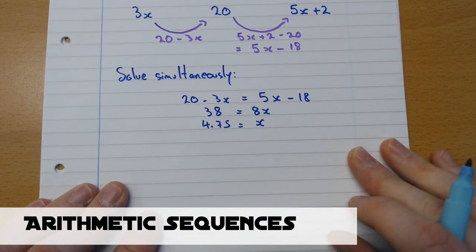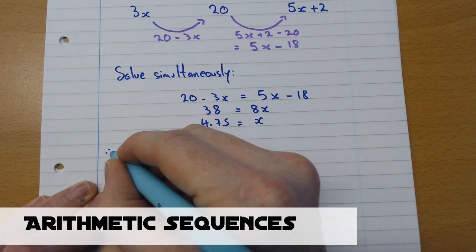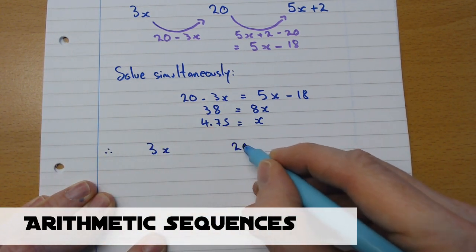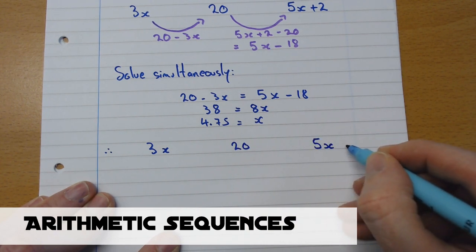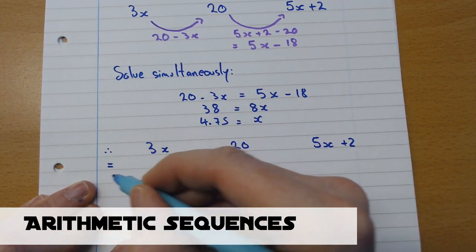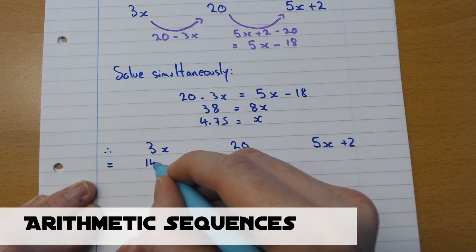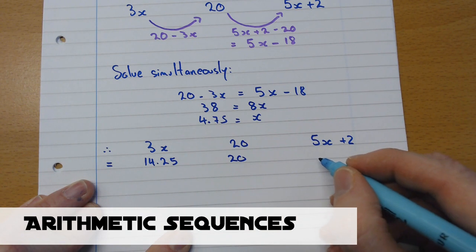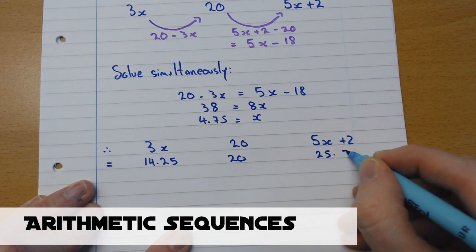From there, if I look at my sequence again, the sequence was 3x, 20, and 5x plus 2. I'm going to substitute 4.75 in for those values and work them out. So 3 times 4.75 is 14.25. 20 is still just 20. And the next one is 25.75.